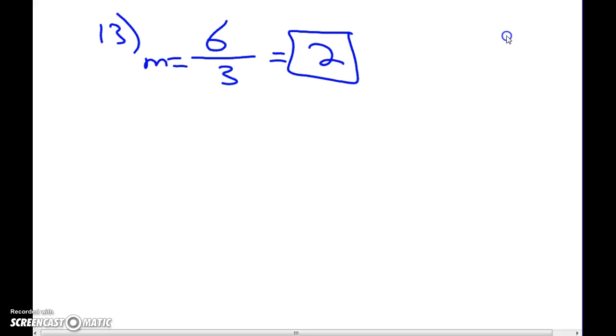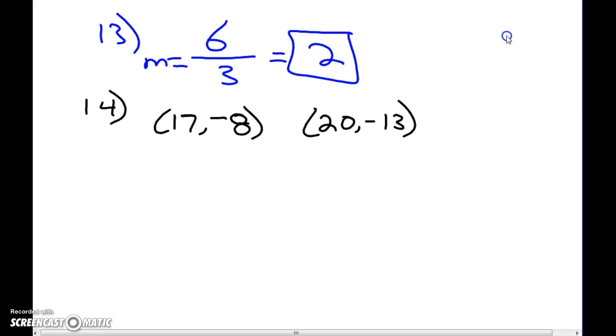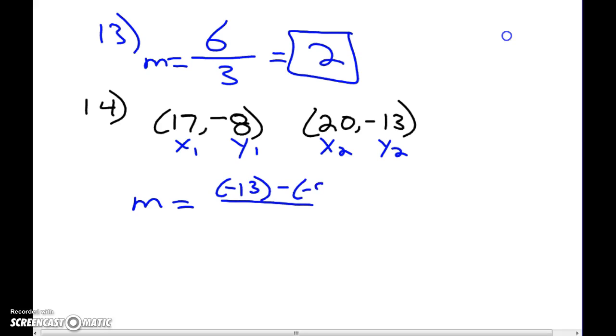14 and 15 have the same directions. 14, they give me 17, negative 8. The other point they give me is 20, negative 13. And they want me to find the slope. So again, slope formula, x sub 1, y sub 1, x sub 2, y sub 2. Slope is equal to y sub 2 is negative 13 minus y sub 1 is negative 8, over x sub 2 is 20 minus 17.